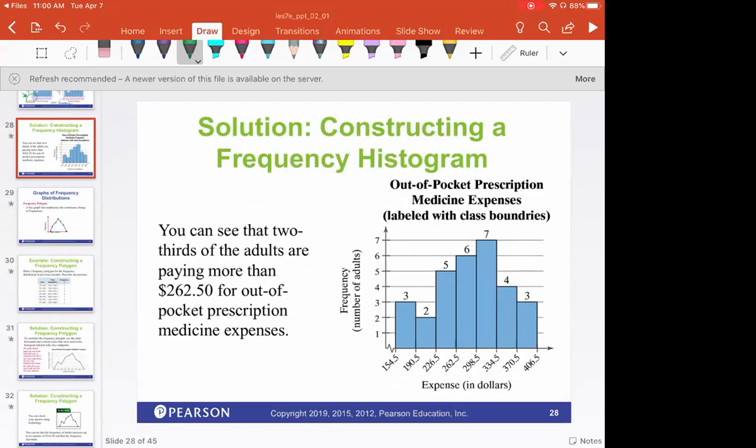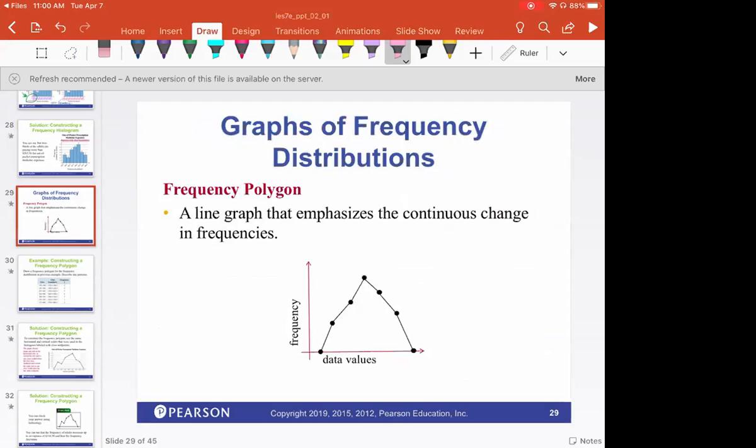All right, so here it shows our class boundary histogram. You can see that 2/3 of the adults are paying more than, so you can just make assumptions from here or read your graph and come up with conclusions. So you can see that more than 2/3 are paying more than $262.50 for out-of-pocket prescriptions. That's a technical interpretation.